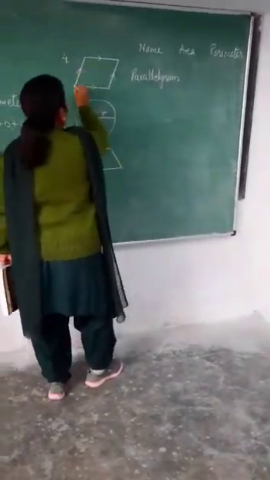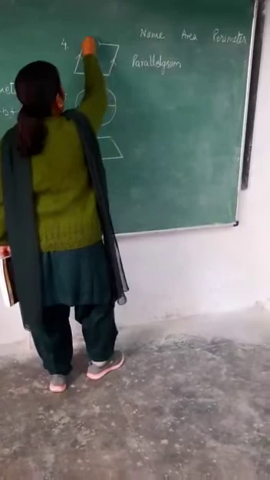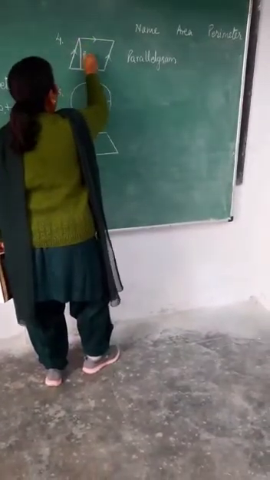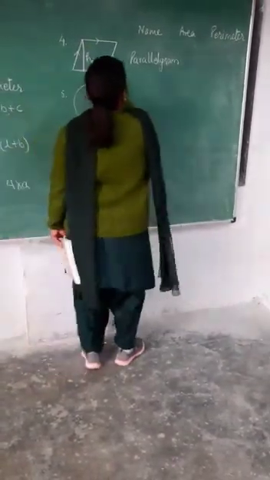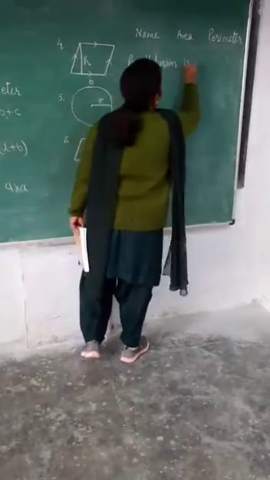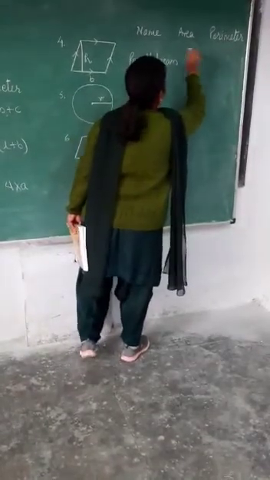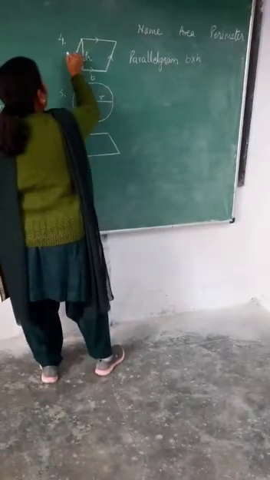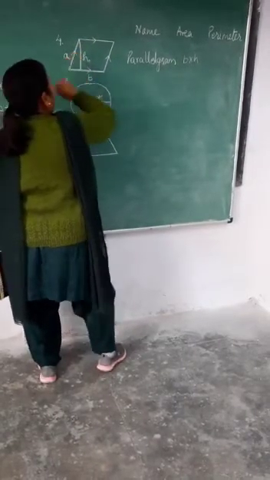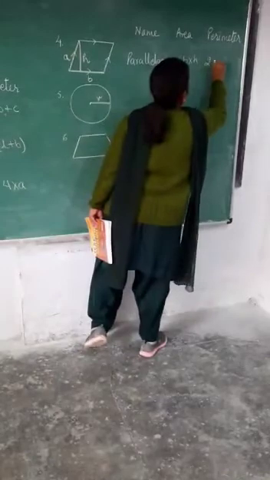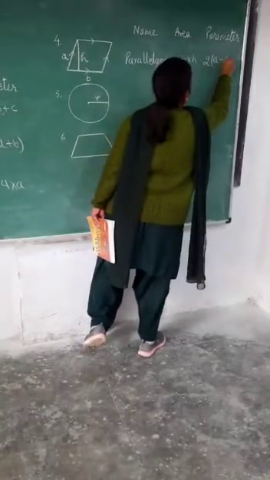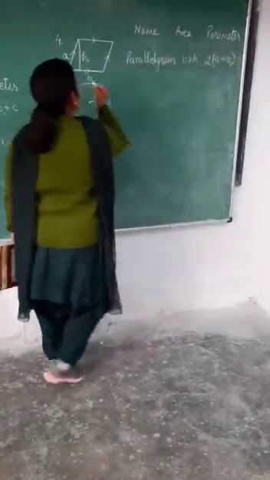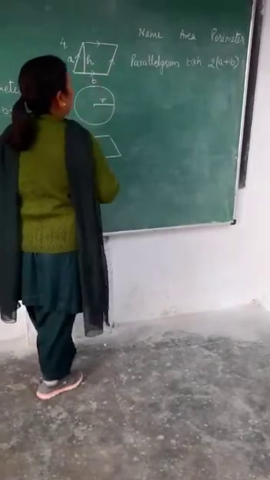The next figure is a parallelogram because the opposite sides are parallel and equal. Suppose this is the base and this is the height of the parallelogram. The area of parallelogram is base into height. Suppose this is the base B and the other side is A, then perimeter is twice of A plus B because its opposite sides are equal also.